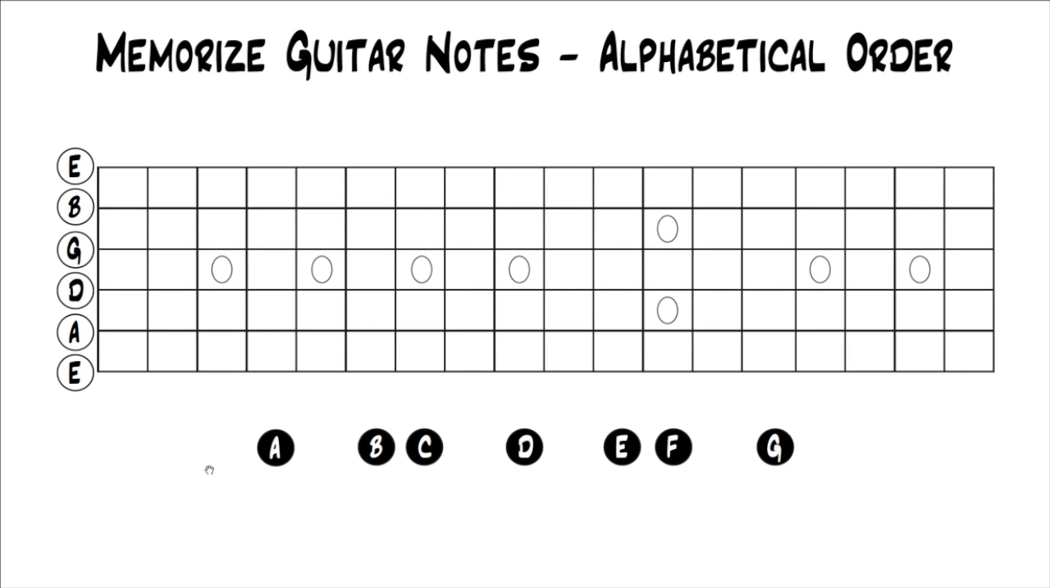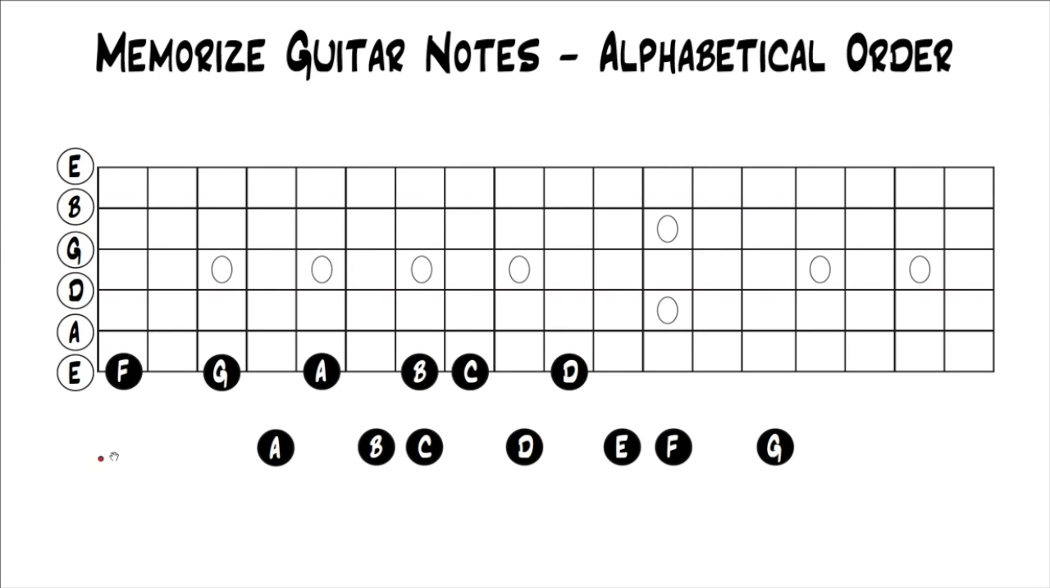So what we're going to do in this lesson is just start with the open string, starting with the 6th string, and find all these natural notes. So for example, on the 6th string, it would look like this. It would be E, F, G, A, B, C, D. So it's just in alphabetical order, starting on E because that's the open string.